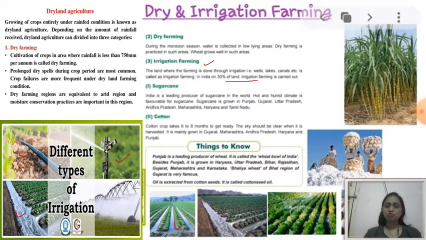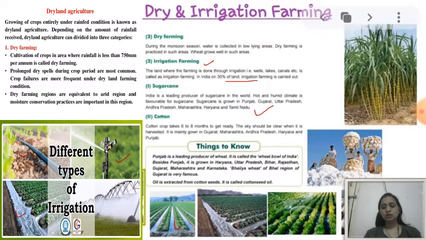अब इरिगेशन फार्मिंग में कौन कौन से टाइप के क्रॉप्स होते हैं? That is sugar cane and cotton. India is the leading producer of sugar cane in the world. इंडिया पूरे वर्ल्ड में शुगर केन का सबसे बड़ा प्रोड्यूसर है. Hot and humid climate is favorable for sugar cane. Sugar cane is grown in Punjab, उत्तर प्रदेश, आंध्र प्रदेश, महाराष्ट्र, हरियाणा and तमिलनाडु. Okay, so in these states sugar cane is produced in abundance.